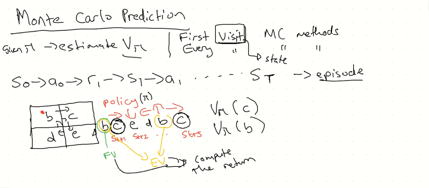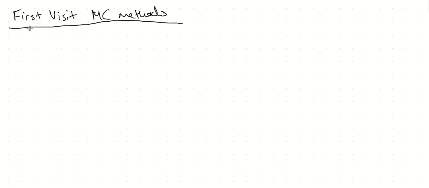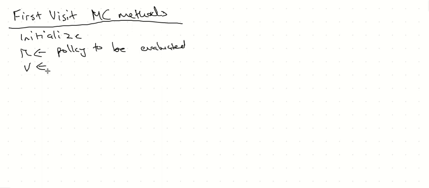Having said that, I'm going to start with the pseudocode. We're starting with the first visit Monte Carlo method. First of all, we need to do some initialization, right? We initialize pi, our policy to be evaluated, and v, which, as you know, is our state value function.